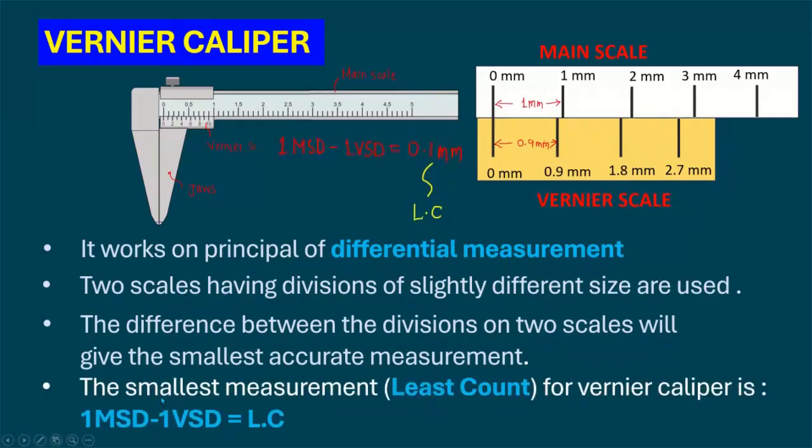So that is what I have written here, friends. The smallest measurement, that is the least count for a vernier caliper, is 1 main scale division minus 1 vernier scale division. That is, the size of a main scale division minus the size of a vernier scale division gives us the least count.